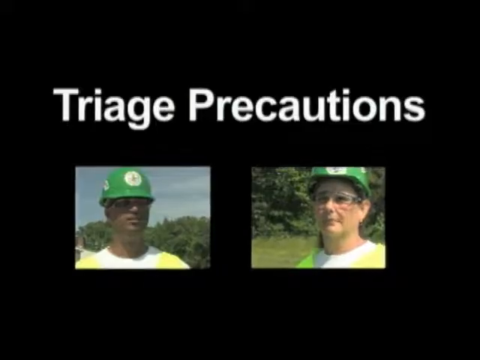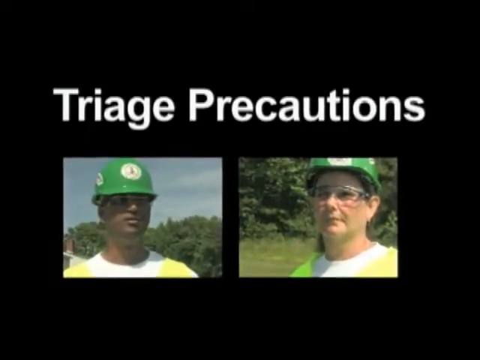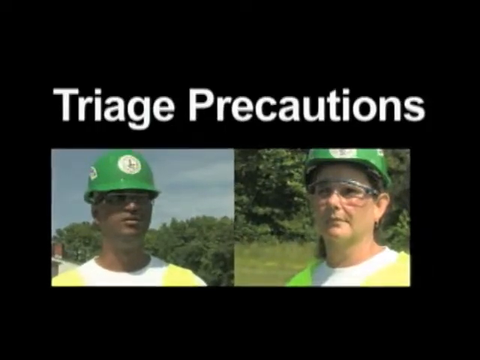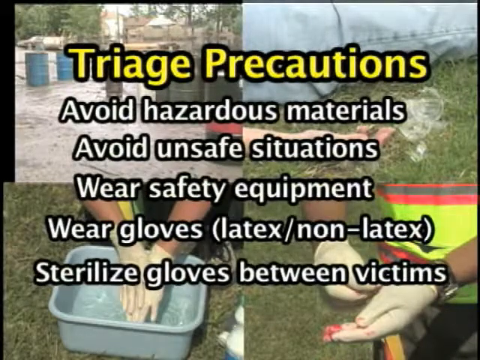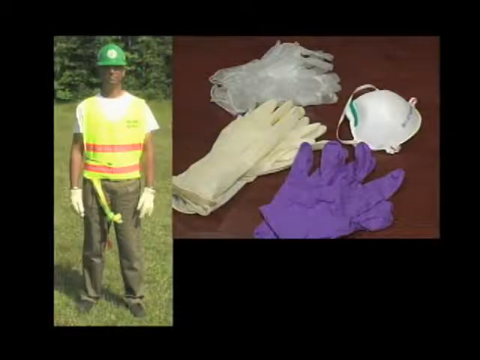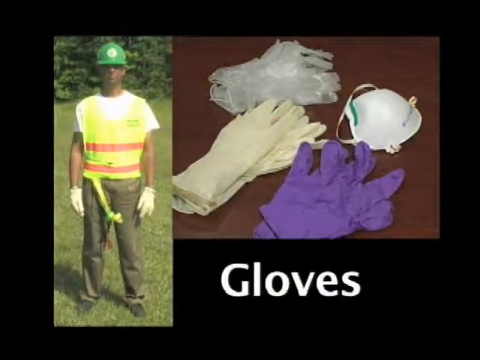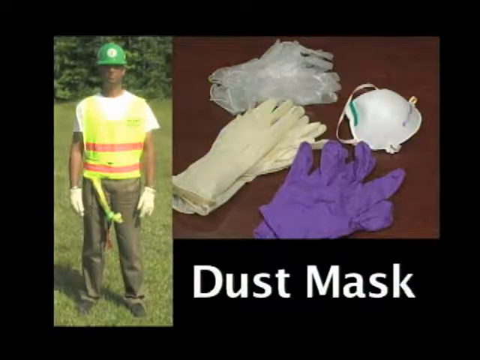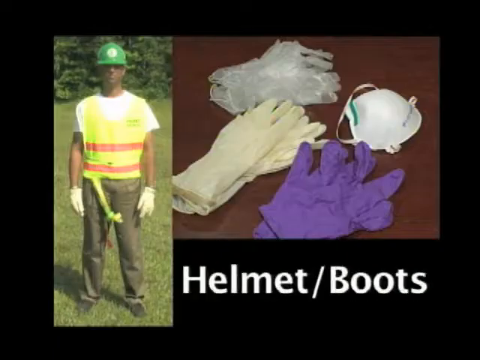When conducting triage, you must protect yourself and your buddy. Your buddy must do the same. If you don't protect yourself and your buddy, you cannot help any victims and can actually make the situation worse by becoming a victim. Triage precautions include avoiding hazardous materials, avoiding unsafe situations, wearing your safety equipment, wearing gloves either latex or non-latex when treating victims, and changing or sterilizing gloves between victims. Basic safety equipment includes gloves, goggles, dust mask, preferably one labeled N95, helmet, and boots.